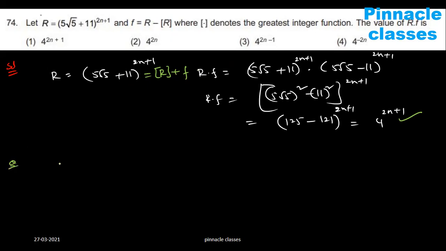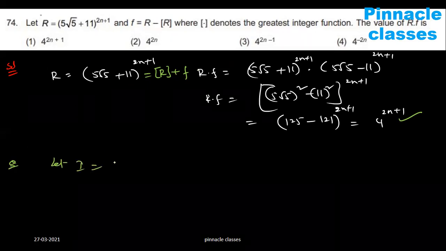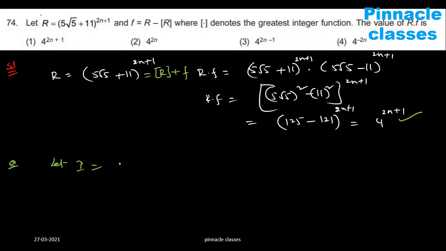Another question I'm giving in the same model. Let I is equal to, for example, if I give like this, see: (5 plus 2 root 6) whole power 2n plus 1, with 2 root 6 being root 24. Same format.